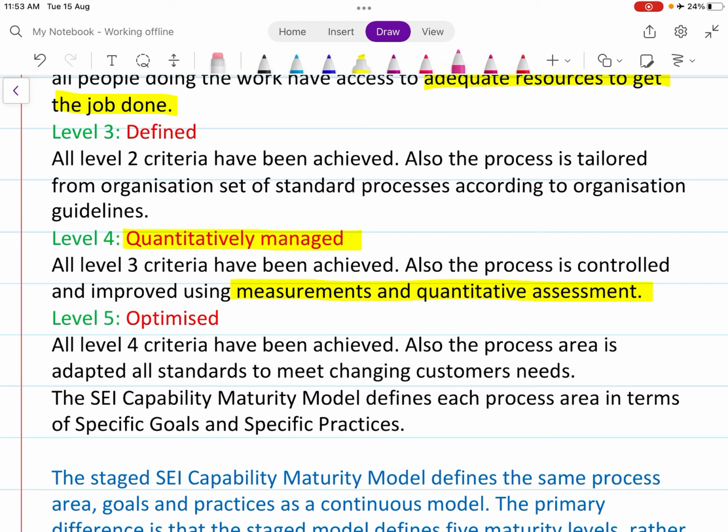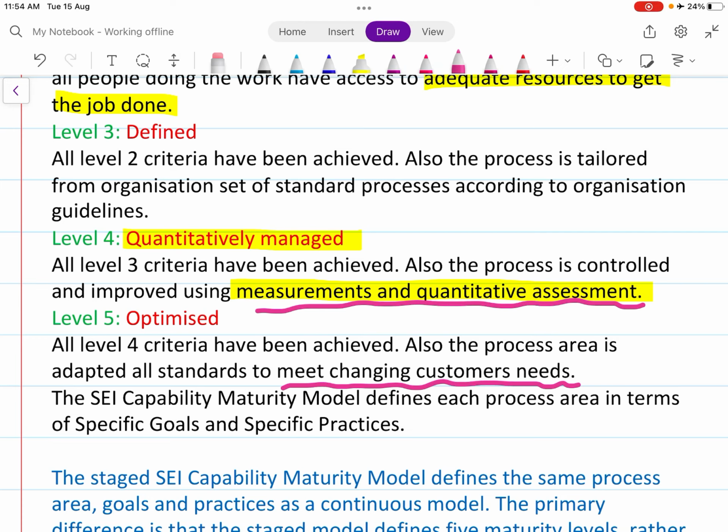That means suppose tomorrow the customer's needs have changed, then you can alter that software. So that software should be optimized in order to alter it. Quantitatively managed means your measurements and quantitative assessment are done properly. Measurement can be, as we have seen, direct or indirect.